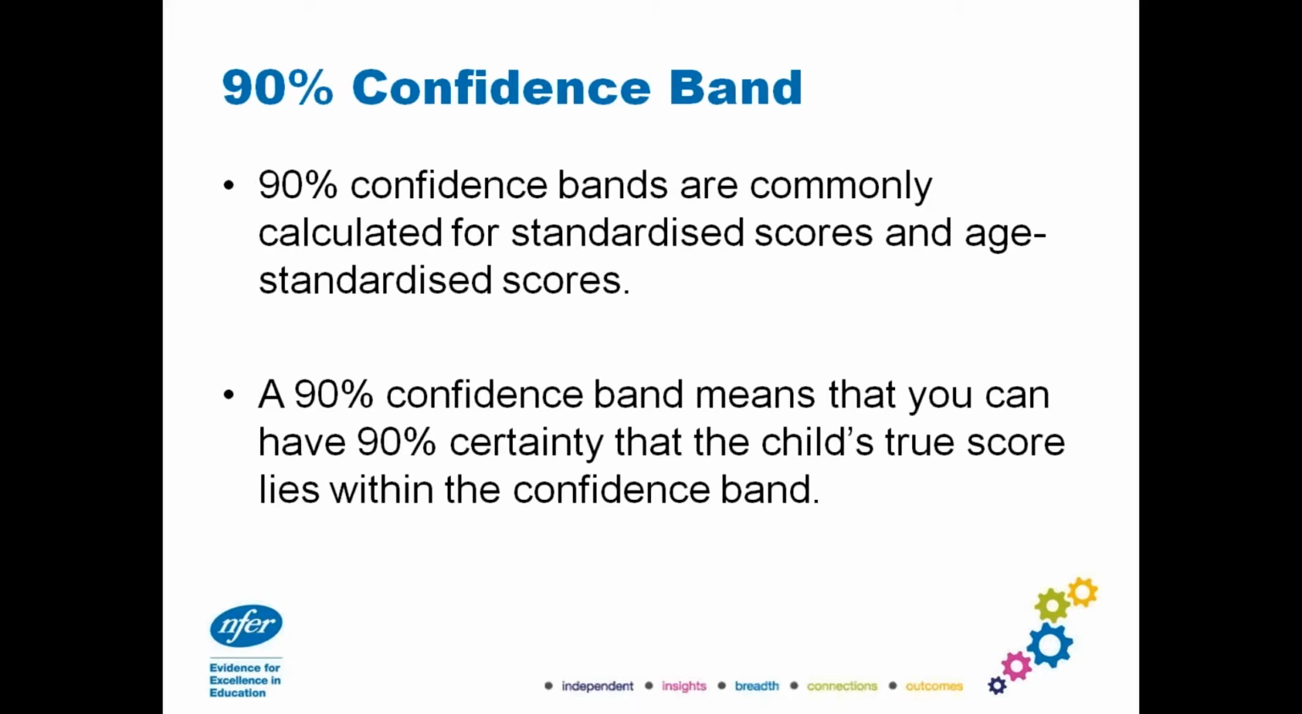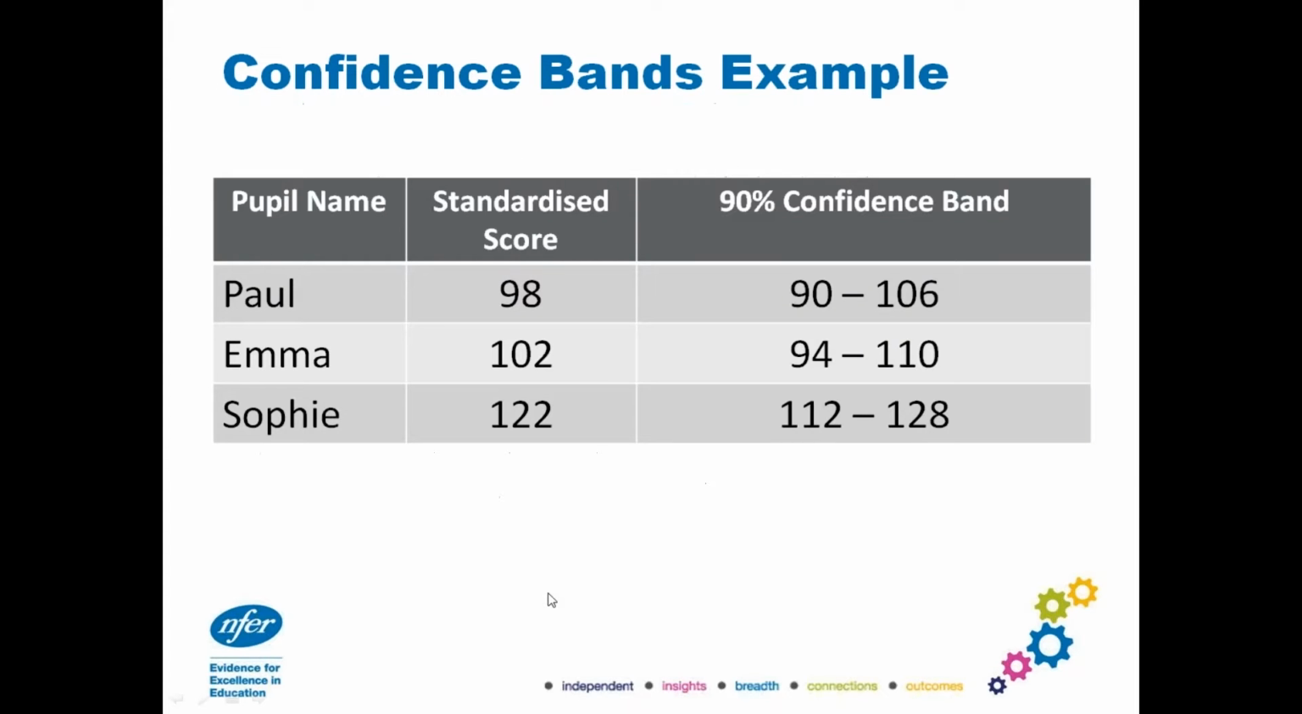What does that mean then? A 90% confidence band means that you can, with 90% certainty, know that the child's true score lies within the confidence band. So the bigger the confidence band, the less reliable your measure is on the test. The smaller the confidence band, the smaller the margin of error, in effect. We've got an example here of how you can use these in your classroom, and tests like the NFER tests do provide this data for you to use.